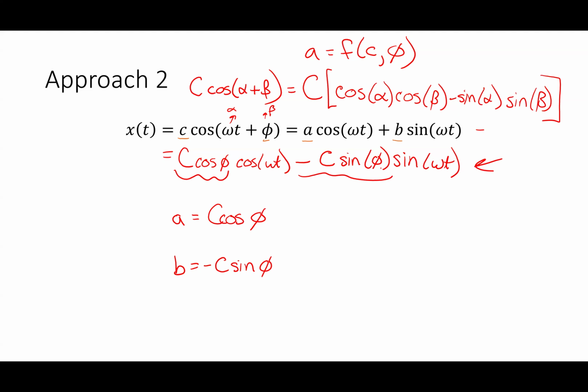What that means is, what I'm figuring out in this form is how much of a cosine do I need to add with how much of a sine at the same frequency to get to that. And so I figured that out using the trig identity. So the value of A is this c cosine phi, and B is minus c sine phi.